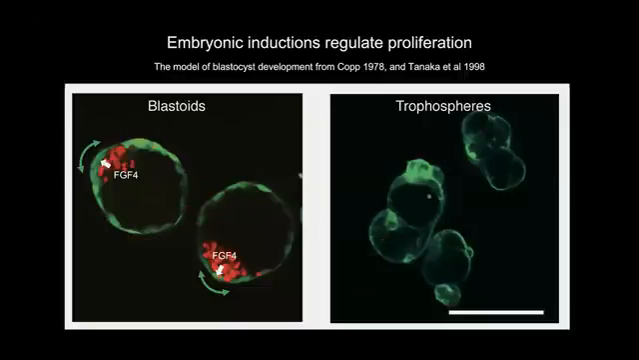And trophospheres are formed exactly in the same way as blastoids, but without the embryonic stem cells. So we deposit the trophoblast stem cells in those microwells that you might have seen in the previous slides, and we use the exact same medium that we use to form blastoids, but we do not put the ES cells. And you can see already that the trophospheres are quite different as compared to the trophoblast of blastoids. And this already tells you a little bit about what is the role of those cells.